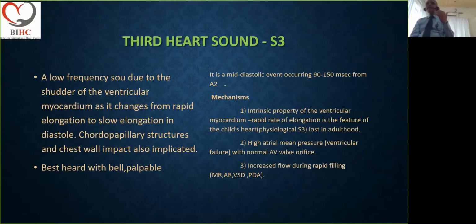So there's a high atrial mean pressure with normal AV valve orifice. That is what you mean by when the left ventricle is failing, as in a cardiomyopathy, the left ventricular end diastolic pressure is elevated, the LA mean pressure is elevated, and this is associated with the third sound. Now, none of these may be there, but there may be too much flow through the mitral valve. If there is too much flow through the mitral valve, this transition from rapid elongation to the slow elongation would still be marked. And that happens in mitral regurgitation, in a PDA or in a VSD.